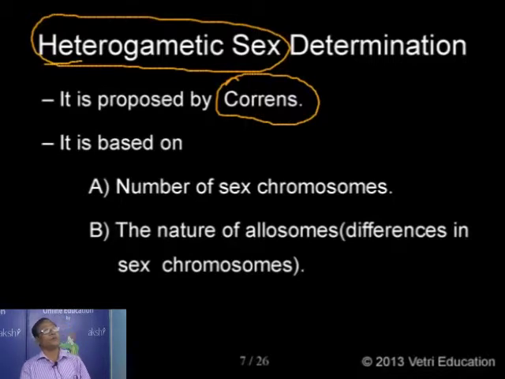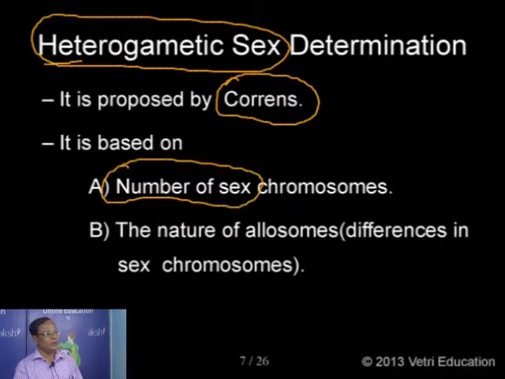Accordingly, we have one method of sex determination based on the number of sex chromosomes, where either the male or the female is lacking one sex chromosome, and the other has the full complement of chromosomes. As the case may be, we can say either way. Now the second one is the nature of allosomes, the sex chromosomes. That means the differences in the nature of the sex chromosomes. In one case, both sex chromosomes are XX. In another case, one sex chromosome is X and the other is Y. Or we have, for example, ZZ and ZW. We are using different letters. Anyway, there are two ways we can explain the chromosomal theory of sex determination.